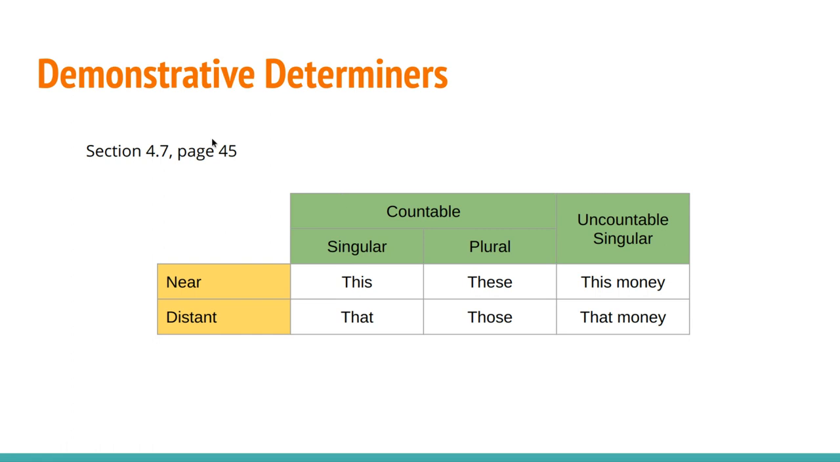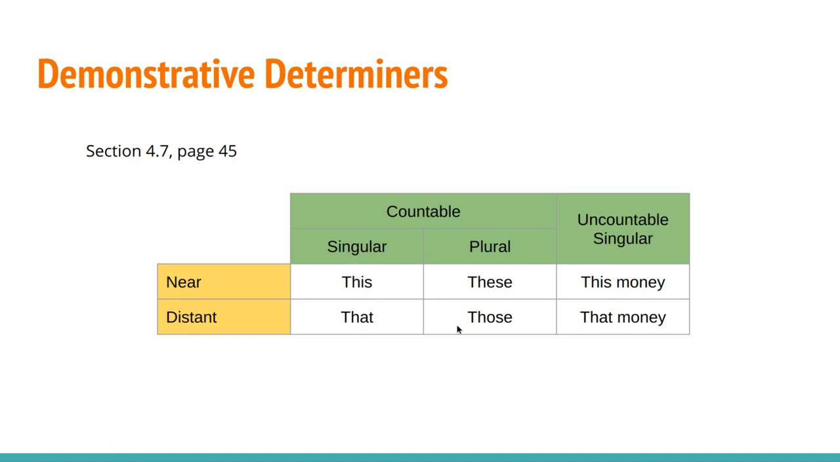Now, in section 4.7, page 48, you have a further discussion of other types of determiners, which are these ones, in fact, the ones that we have been mentioning, but they are explained in more detail. Demonstrative determiners vary their form depending on the following noun, if it's singular or plural, and the proximity, if it's near or distant, okay? So we have this and that, and these and those. And for uncountable singulars, we have this money and that money.